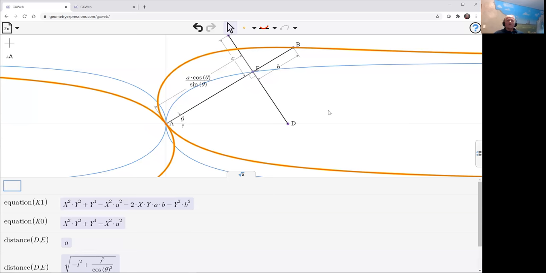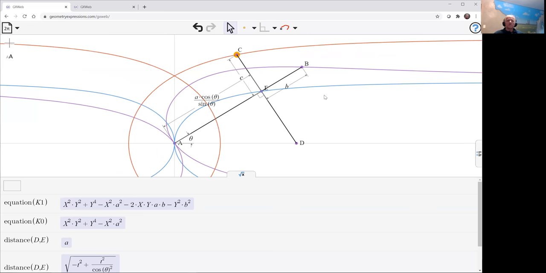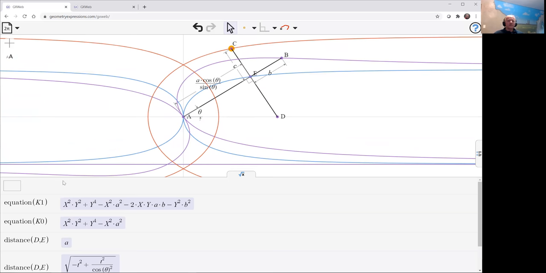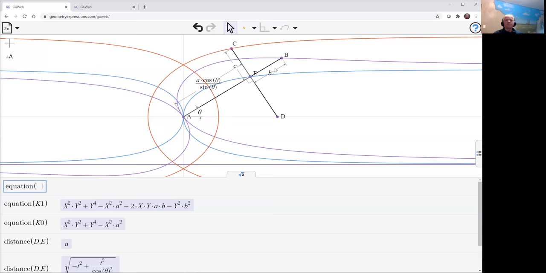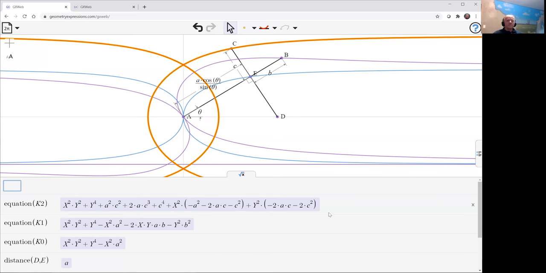And finally, the orthoconchoid is this one. Now let's change the color of that one again. That'll go with the orthoconchoid as theta varies. We're looking like this. And let's have a look at this equation. A little bit more complexity building up there.